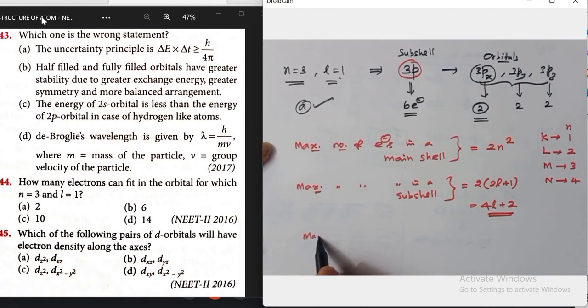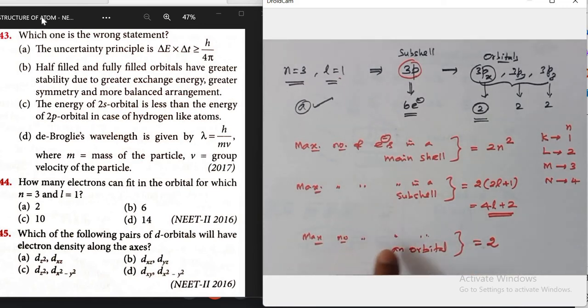Then maximum number of electrons in an orbital is just 2. Maximum you can place only 2 electrons in an orbital. Remember this is very important: maximum number of electrons in a main shell, in a subshell, and in an orbital. Whatever the orbital may be, whether it is d orbital, p orbital, or s orbital, you can place a maximum of 2 electrons in that. Each orbital can accommodate only 2 electrons.